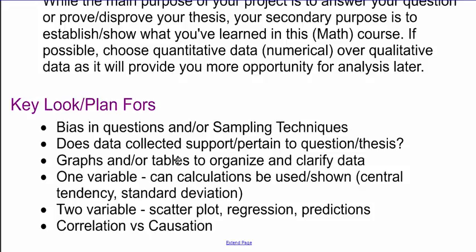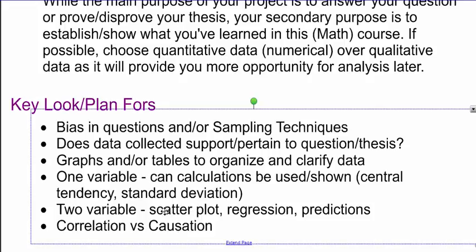You're going to create graphs and tables to organize and clarify data. You want to make sure that they are appropriate. You're not trying to make a scatter plot using a single variable, for example, because that's not the way they work. You see that later on, scatter plot, two variables right here. And whenever possible, you'd like to make sure that you have at least some indication of the math that we did. Again, single variable data, central tendency can be done, standard deviation, and so on. If you have two variables that are working together, a scatter plot with regression and predictions, very good idea.